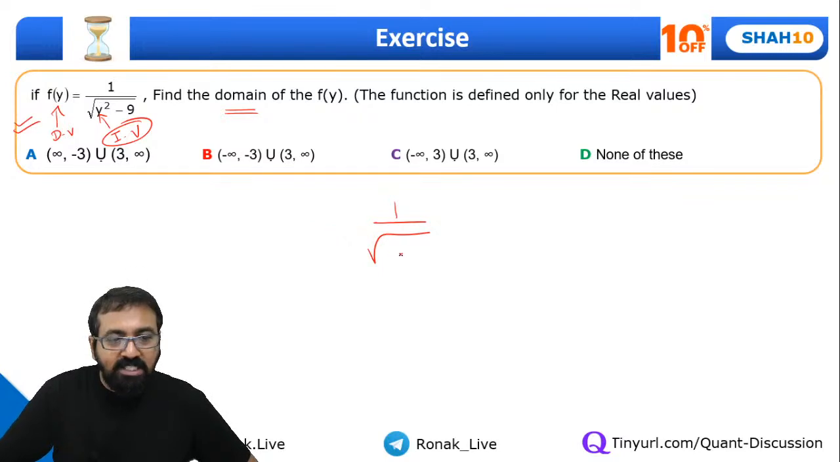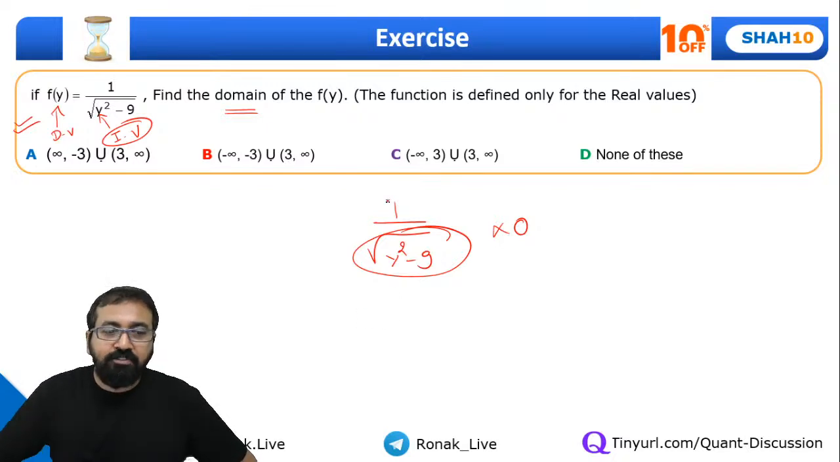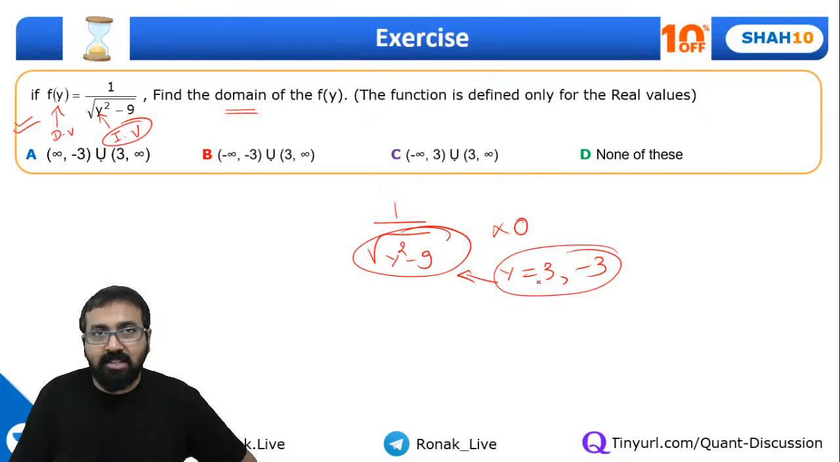So please understand, we see something like 1 upon y square minus 9. Can I say the denominator can't be 0? So we just need to identify for which possible values this will become 0. So can I say y equal to 3 or minus 3 will make it 0? So y can't take 3 and minus 3 values.